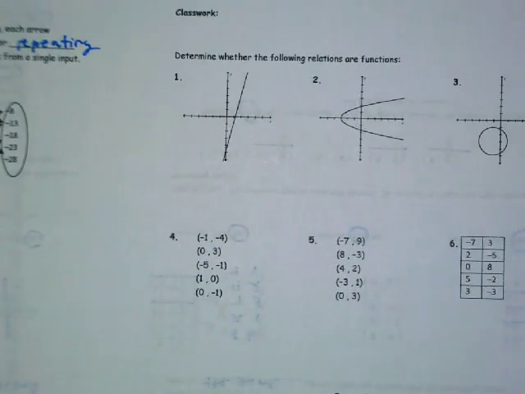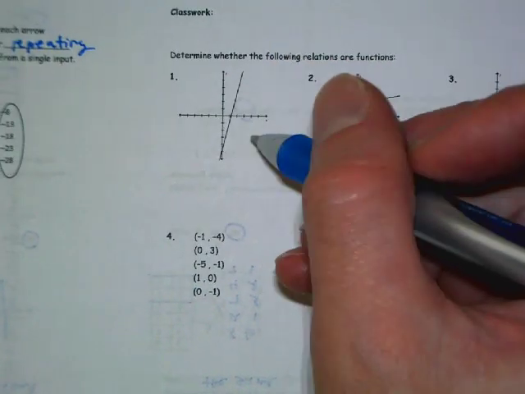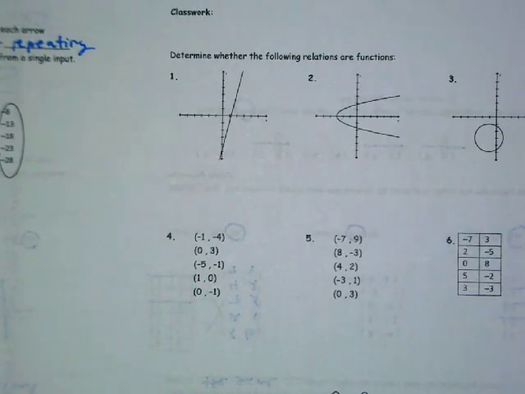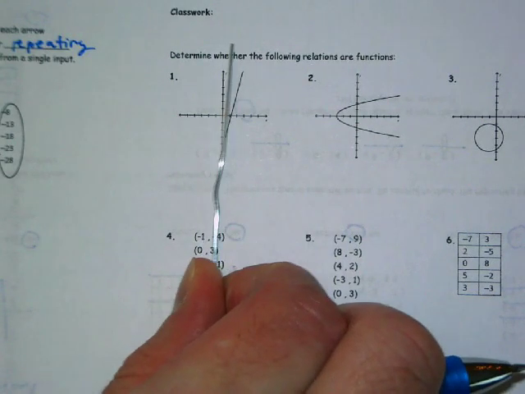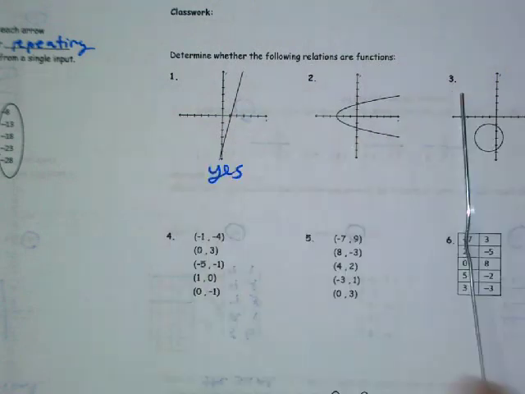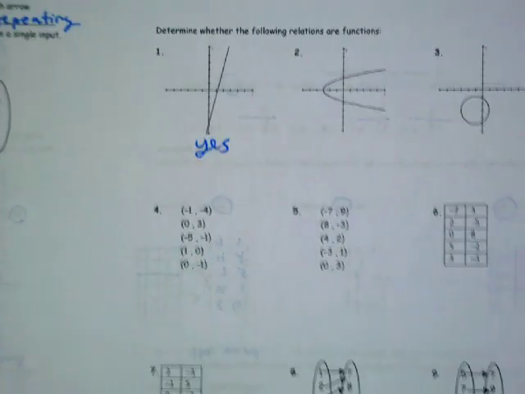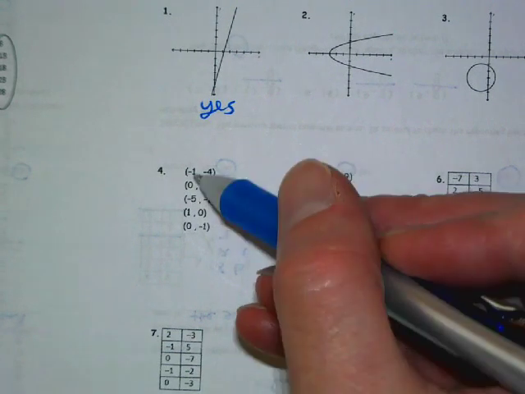All right, so what we're going to do is we're going to go through each row of this. We're going to do one together, and the rest is going to become your homework. So number 1, with a graph, would that pass the vertical line test? Is there a part where a vertical line would ever cross it more than once? No. So that is a function. So that's what you're doing with a graph.